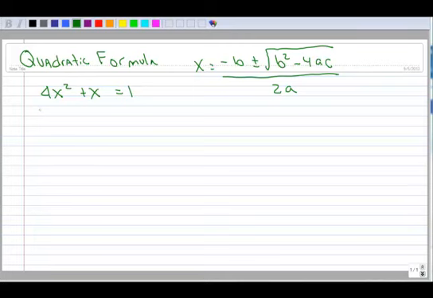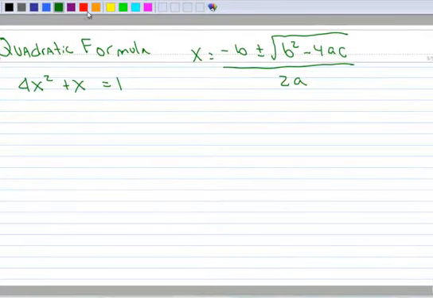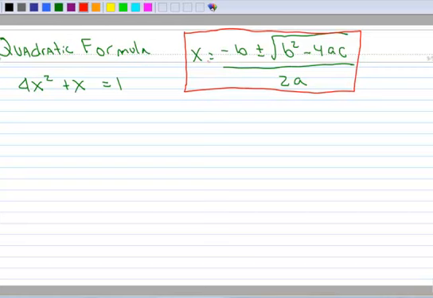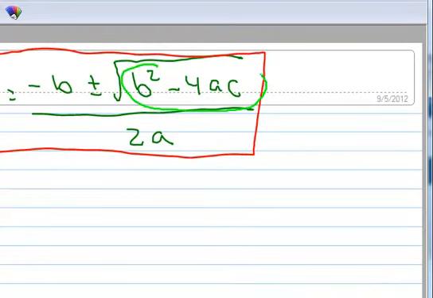Alright, in this example we're going to solve this quadratic by the quadratic formula. And before we even start, we have to know what the quadratic formula is. So here's the quadratic formula. The quadratic formula says x equals negative b plus or minus the square root of b squared minus 4ac all over 2a. And this piece right here is the piece under the radical.